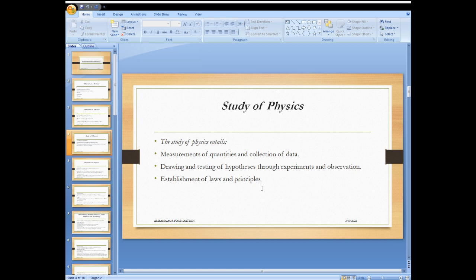Establishment of laws and principles. Now that you've just come from class 8, you may not know about the laws and principles, but there are laws, which is the same as a principle, that is guiding certain content in physics, which we will also see as we proceed.